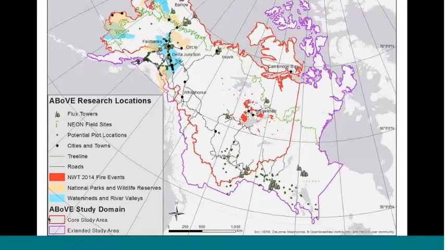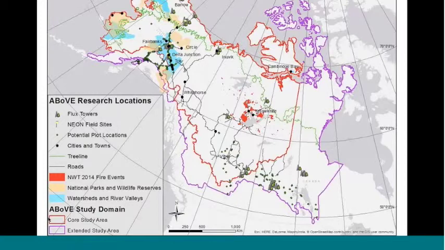So shown on the map are a few of the core locations where we expect to be working, where we will be working. So certainly around interior Alaska, Fairbanks area, down to Delta Junction, up the Dalton Highway, up to the North Slope, through the Toolik Long-Term Ecological Research site, and Barrow, where NGEE Arctic is working, and I'll talk a little bit more about that and links with them shortly.